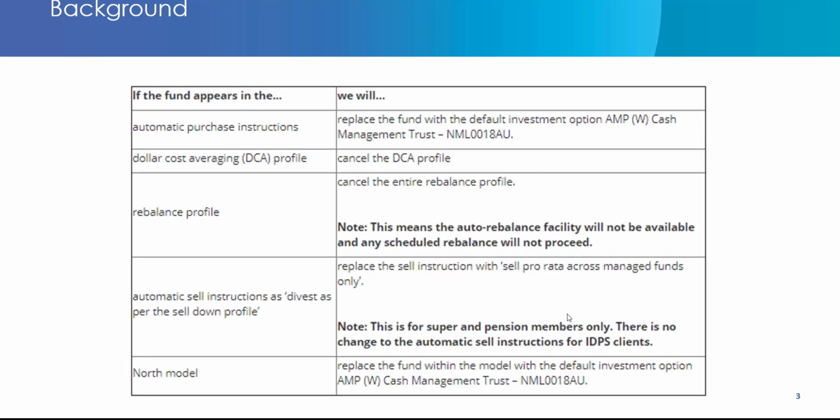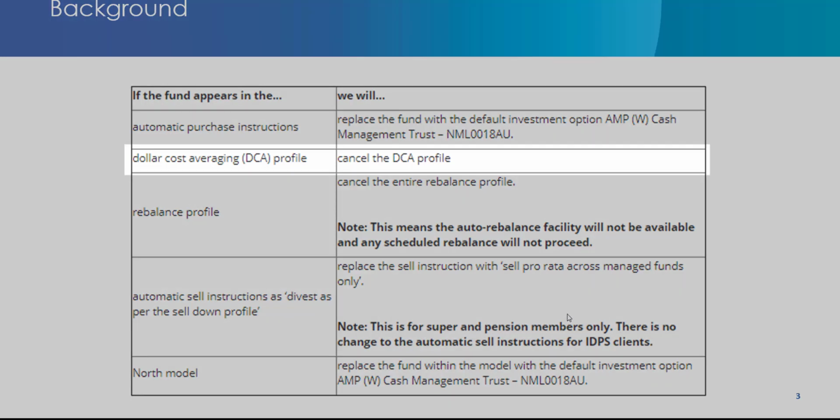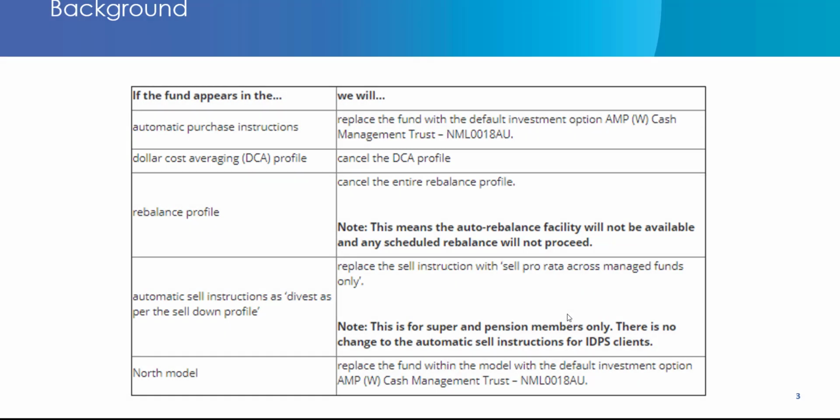If the fund appears in the automatic buy instructions, then if we don't receive any changes to the investment instructions by those particular dates, what North will do is replace the fund with the default investment option, which is the AMP Wholesale Cash Management Trust. If the fund appears in the client's dollar cost averaging or DCA profile, then North will cancel the DCA profile.